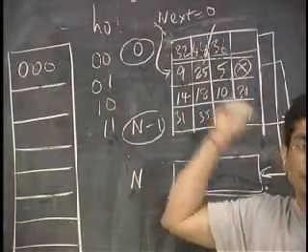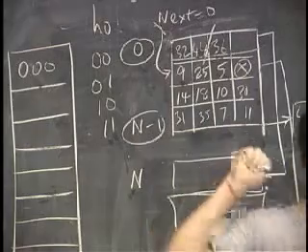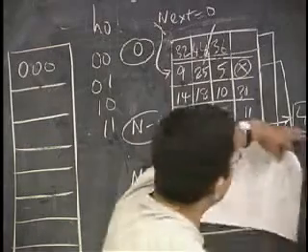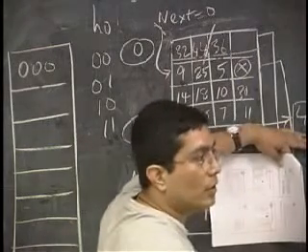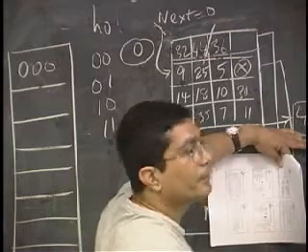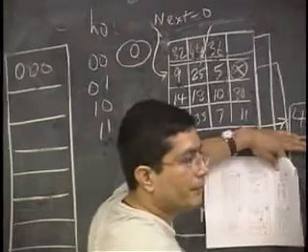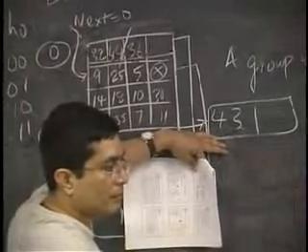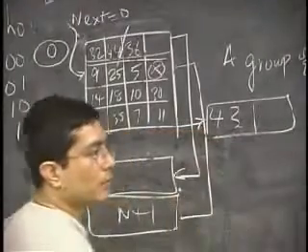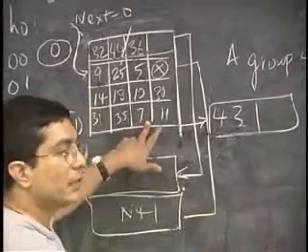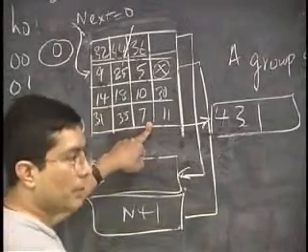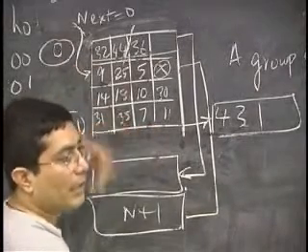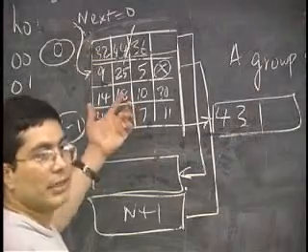Wait, I don't get the 43 stays there. Stays where? Here, in an extra overflow. Oh, it gets an overflow. Yeah, thanks. How long does it stay there? Till this one gets split. Till that one gets split. Yeah, till the next pointer comes here and the split is triggered.